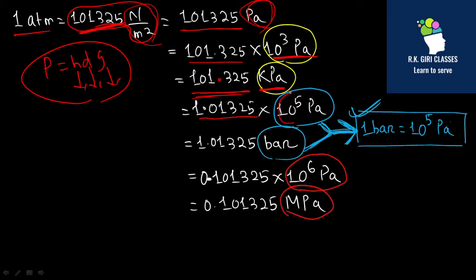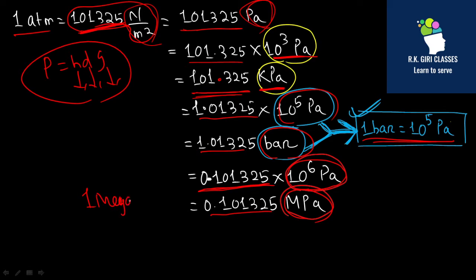1.01325 into 10 to the power 5 Pascal, that means 1.01325 bar, because 1 bar is equal to 10 to the 5 Pascal. And 0.101325 into 10 to the 6 Pascal, that is 0.101325 mega Pascal. And you know that mega means 10 to the 6, and 1 kilo means 10 to the 3, right?